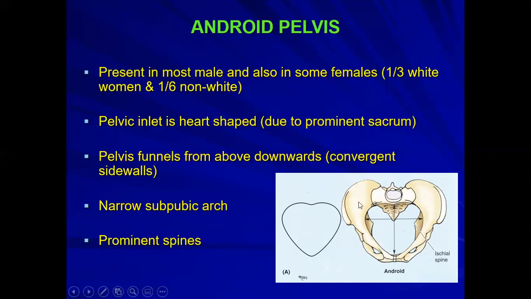It is heart shaped because of the prominence of the sacrum. This sacrum here is very prominent. The pelvic funnel from above downward has converging side walls, so going from above down, the space becomes smaller. It also has a narrow subpubic arch and prominent ischial spines.